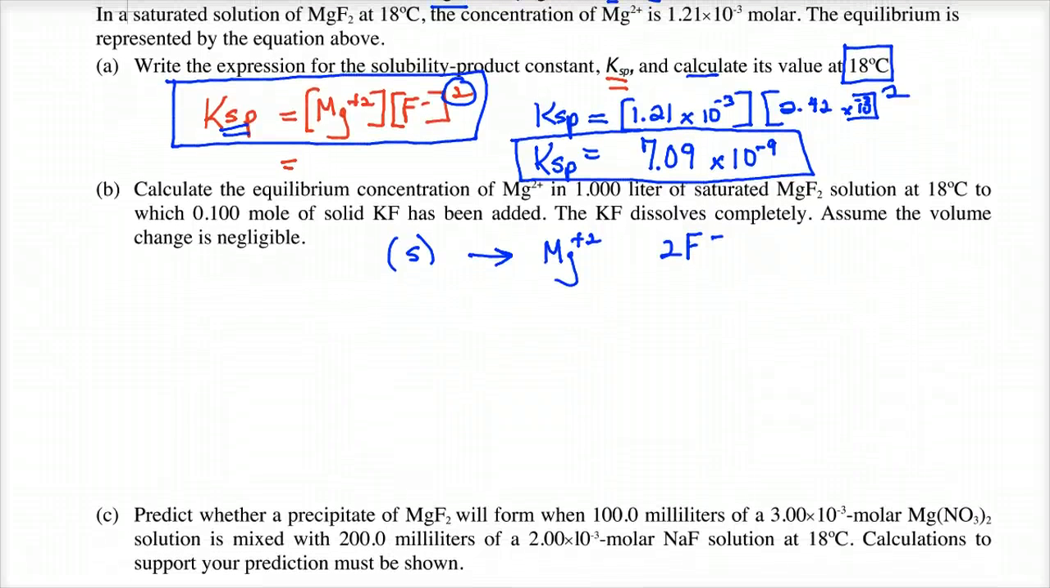And we'll see what we have here. So in this next problem, we're saying that the concentration of Mg²⁺ in 1 liter of water is a saturated MgF₂ solution. Now, by saying saturated, they're screaming to me that this has reached equilibrium.